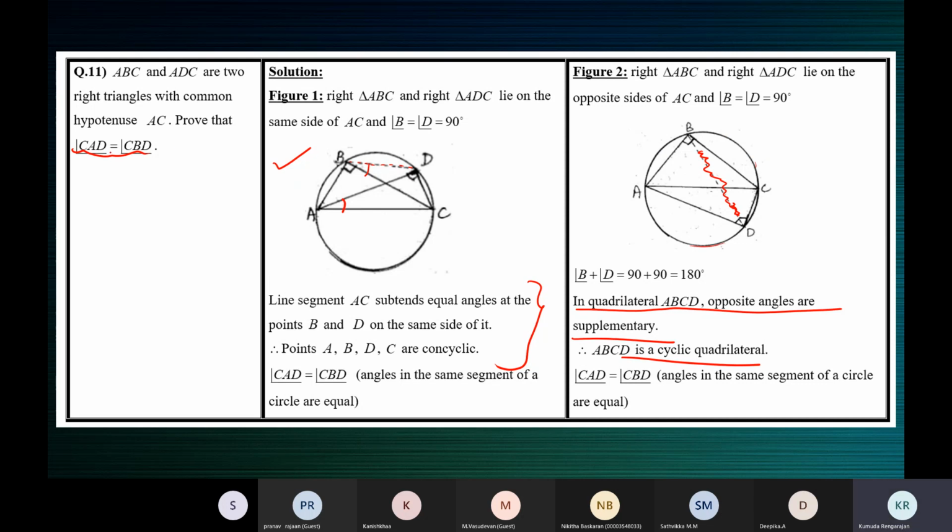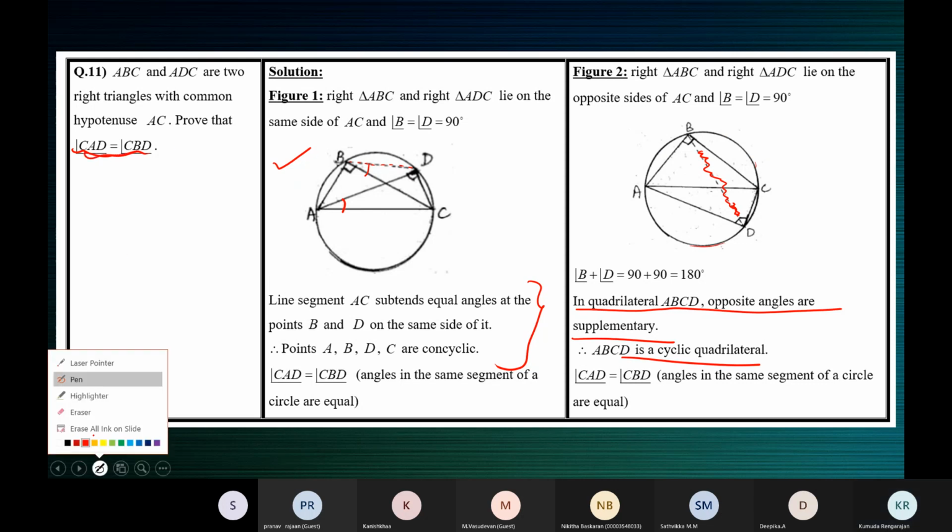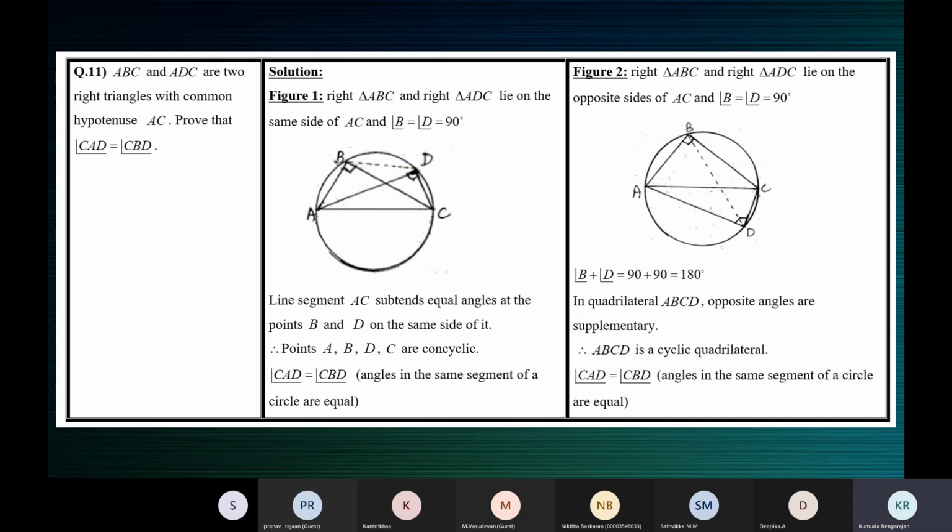And now looking at CAD and CBD. CAD, it's here. CBD you can't make out. So we join to make out the triangle. So now you see CAD is equal to CBD because angles in the same segment of a circle are equal.